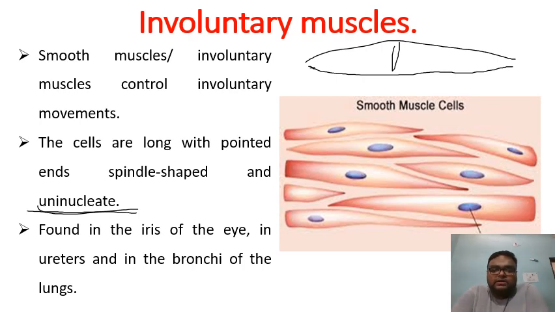So let's think about where we can find these muscles. Students, what are some of the involuntary movements you can think of? In the iris of our eye, can we really control our iris, or is it automatically fixed based upon the light? Yes, it is automatically fixed. So involuntary muscles are present in the iris, in the uterus, and in the bronchi of the lungs.